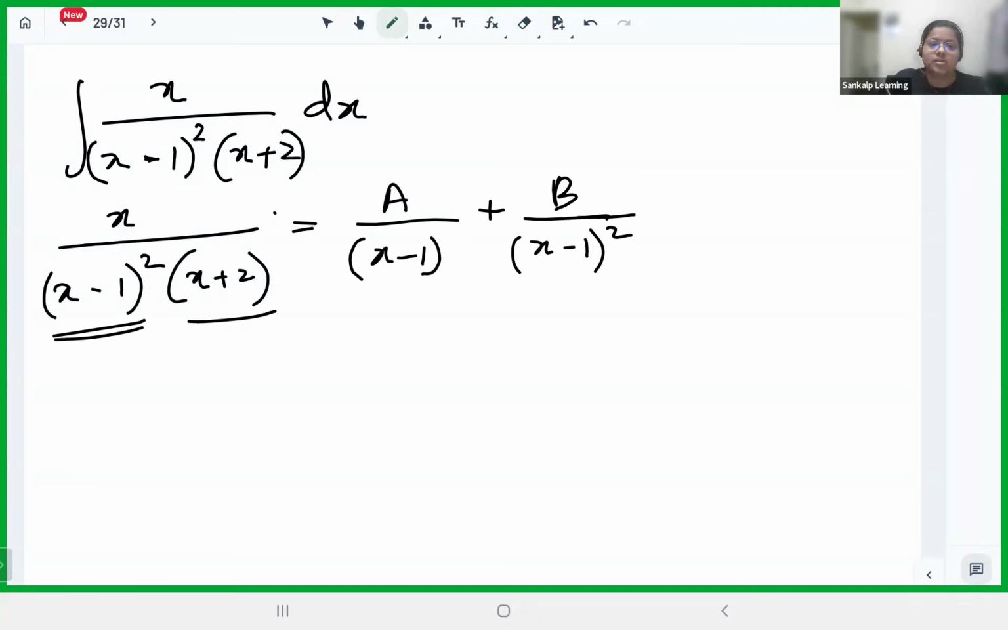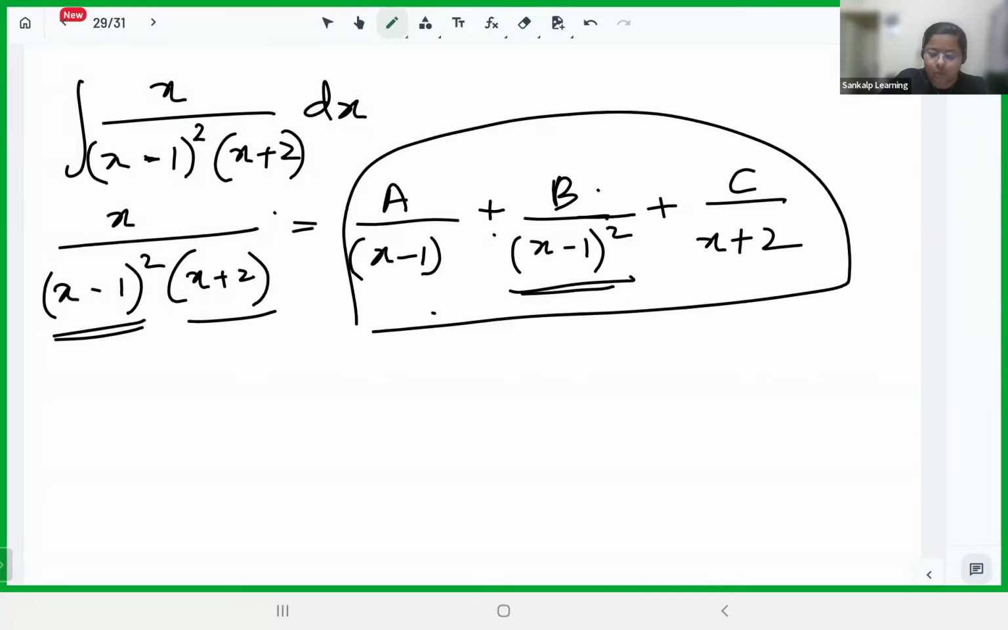If (x minus 1) the whole square into (x plus 2) comes, what you have to do? a by (x minus 1) plus b by (x minus 1) the whole square plus c by (x plus 2). This is the thing that you have to know here, how to make a given function into partial fraction. That is very important for solving these types of questions. So here also we have to find out the values of a, b and c.